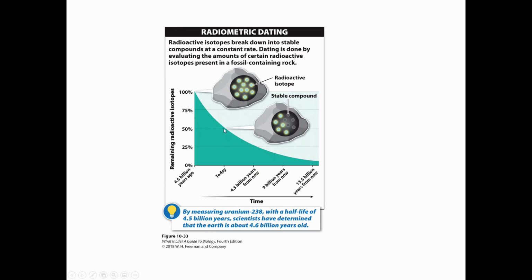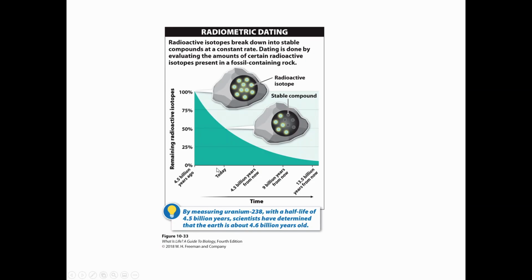And if we continue down the line 4.5 billion years from now, we would see we're down to 25%. 9 billion, we'd be down to 12.5%, right? Then to like 6.25%, so on and so forth. So it's getting cut in half, right? In this case, our unit of cutting it in half is 4.5 billion years.